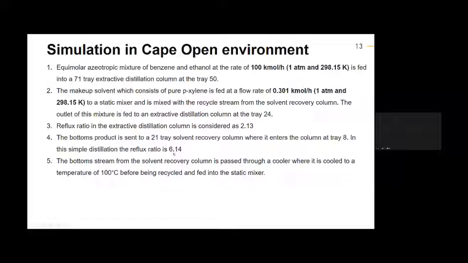These reflux ratios are just assumed values, but we can always change them based on how we want to operate the system. And finally, any bottoms product which is produced is sent to a 21 tray solvent recovery column. And finally, the bottom stream of the solvent recovery column, which is basically a majority of para-xylene, is sent to a cooler and comes out of the cooler at a temperature of around 100 degrees Celsius, and then is fed back and recycled into the system.